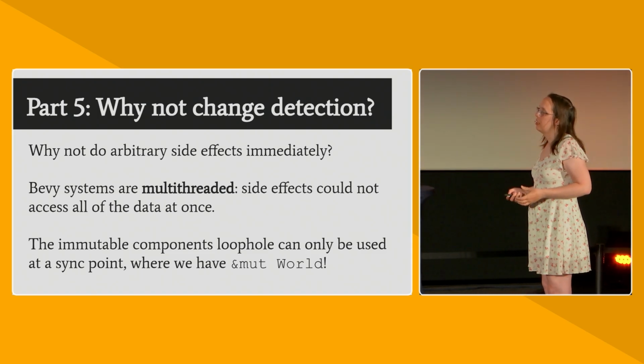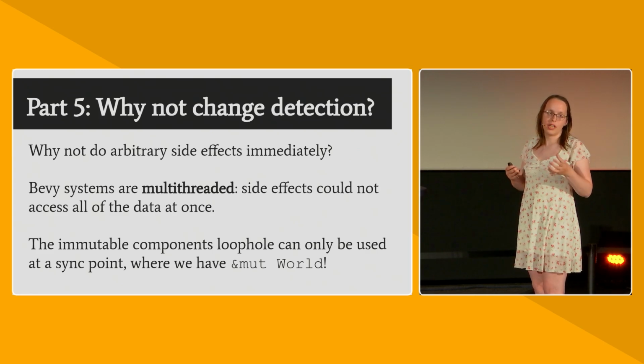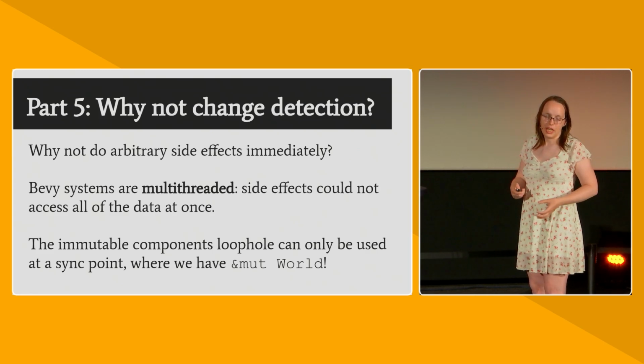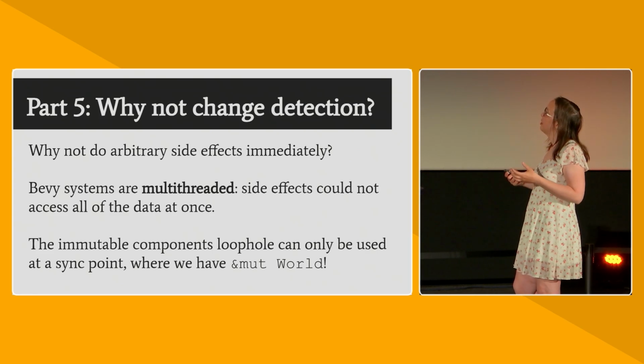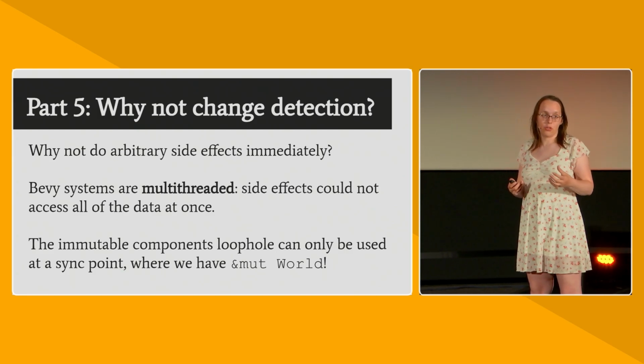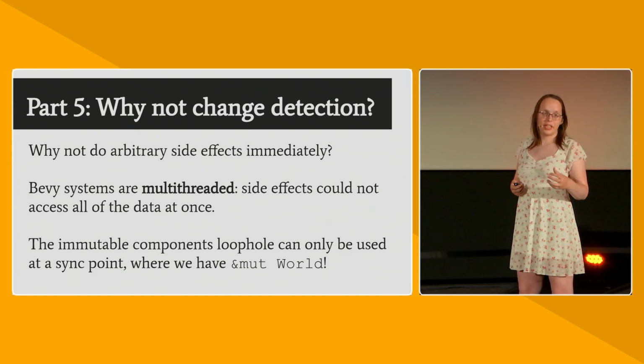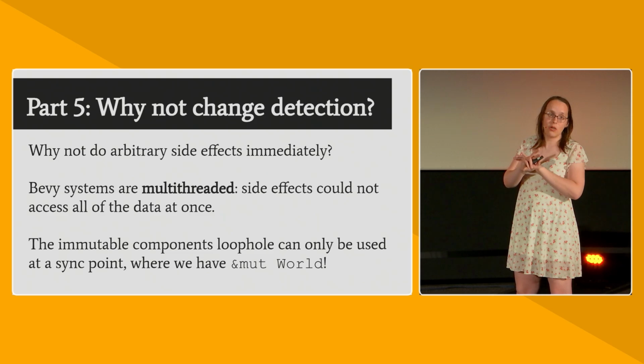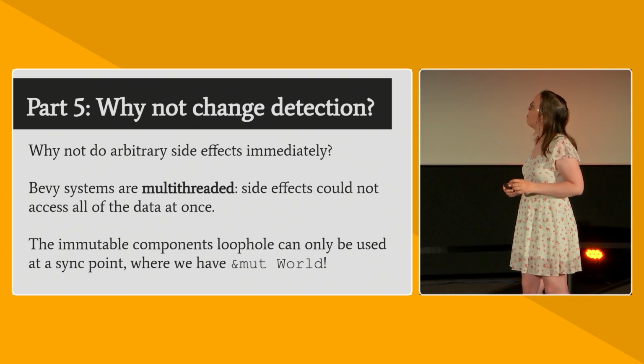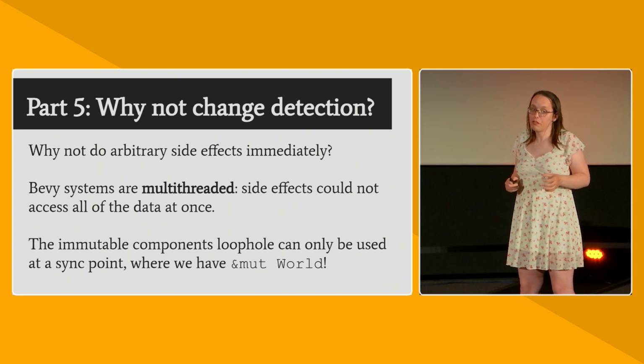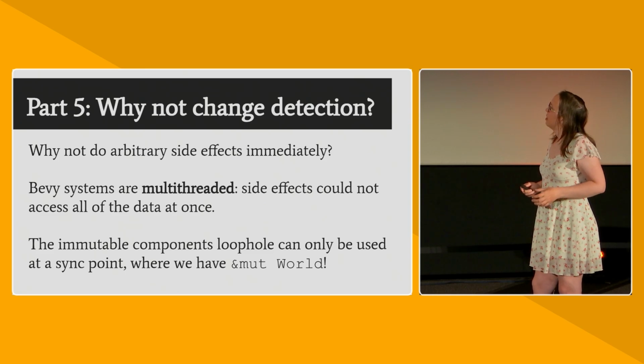The question here is, why do we need both? Why do we want to have both change detection and this immutable components loophole? The immutable components loophole allows us to respond to anything arbitrarily immediately, with way, way less room for bugs. The problem here is that it's really slow.